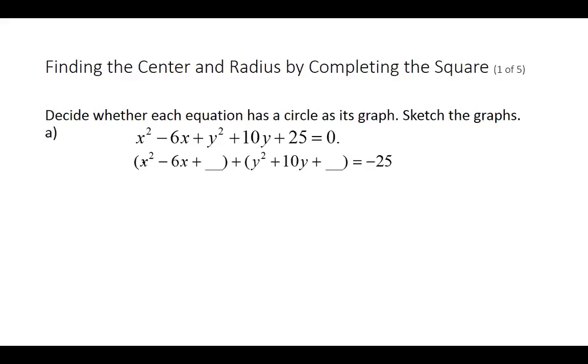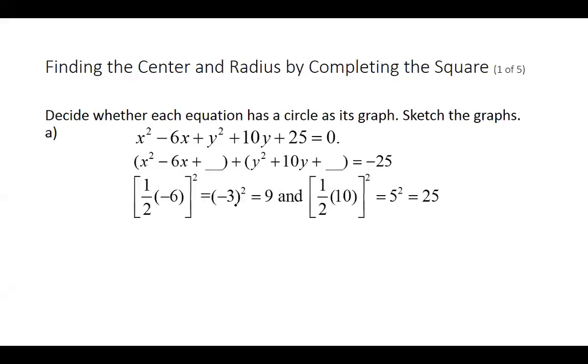If you recall, you have to make sure that the coefficients of x squared and y squared are equal to 1 in order to use this method. You take the coefficient of x, divide it by 2, and square it, and that's the number you need to complete the square. So if I take negative 6 divided by 2 and square it, I need 9 in order to complete the square for x.